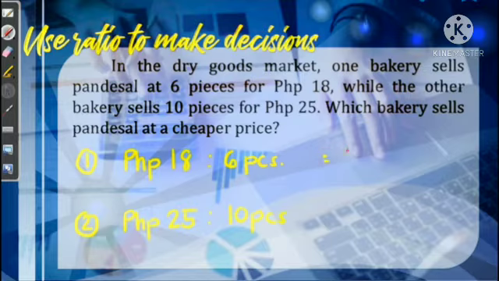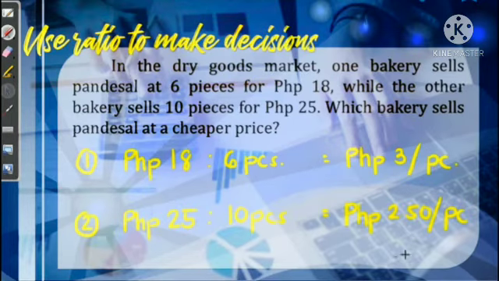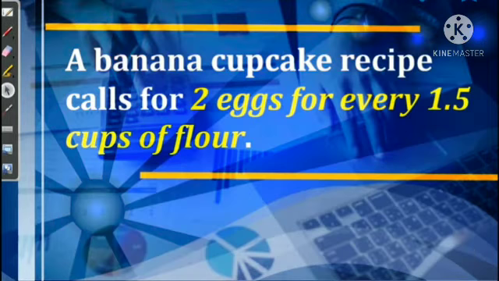So we can do this by dividing 18 by 6, and then we get a value of 3 pesos, which means per piece is 3 pesos. While for the second bakery, we have 25 divided by 10, that gives us 2 pesos and 50 centavos per piece. Okay, so based on the price per piece, it shows that the second bakery sells pandesal at a cheaper price.